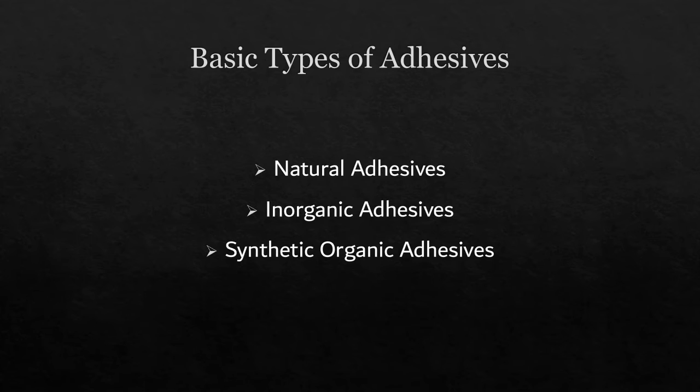The next one is basic types of adhesives. Actually, there are many types of adhesives that are characterized by many different characteristics. However, the ones listed below are the types of adhesives based on the material. The first one is natural or organic adhesives. The second one is inorganic adhesives, and the third one is synthetic organic adhesives.